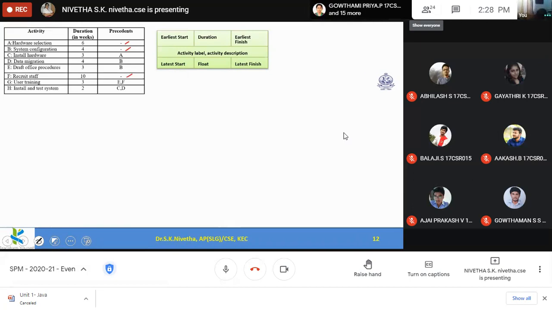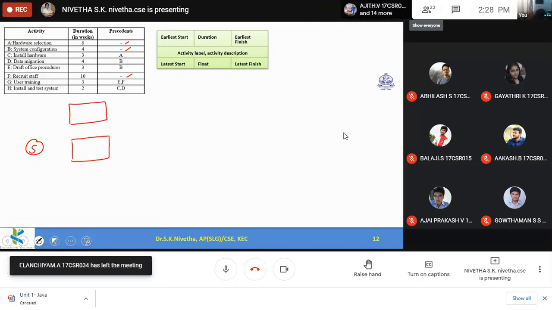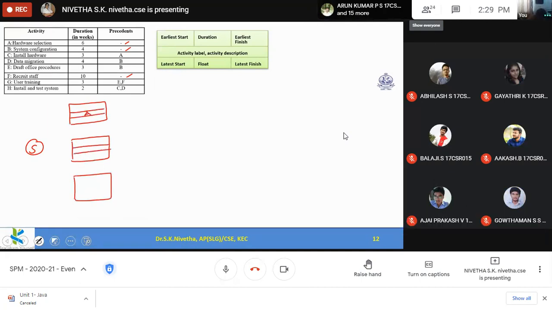Start. S represents start, activity on node. Okay, so now I am drawing 3 nodes. So this is node A, and this is node B, and this is node F. These 3 activities don't have any prerequisite. So now I am adding like this. Okay, so I am joining this. These 3 don't have any prerequisite.